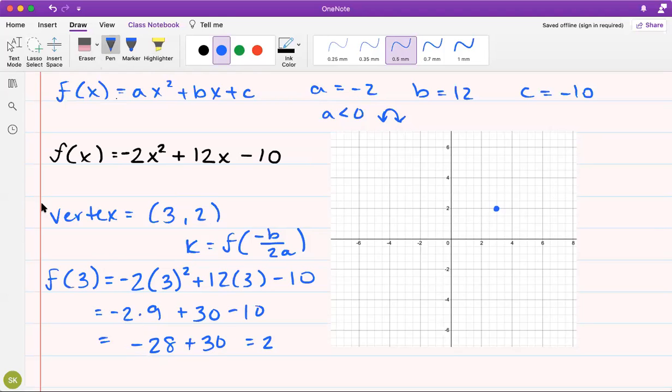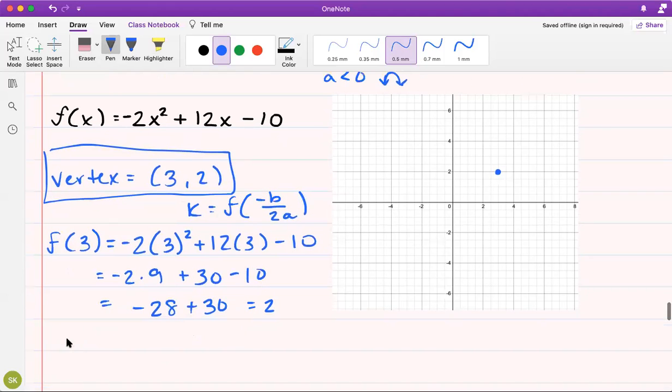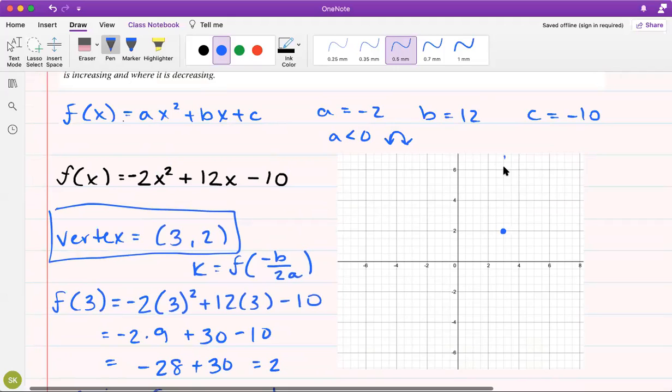So we should expect this to be a maximum. Okay, since we know the vertex, we can find the axis of symmetry. Remember, the axis of symmetry is just the h value here. So let's write that down. The axis of symmetry is x is equal to 3. So we're just going to put a dotted line right here at x is equal to 3. And we're going to use that to help us draw the graph.